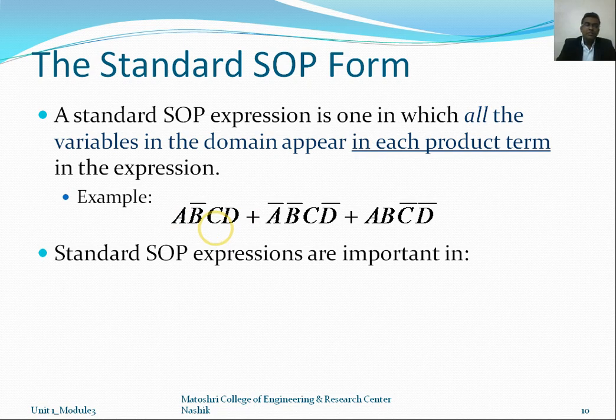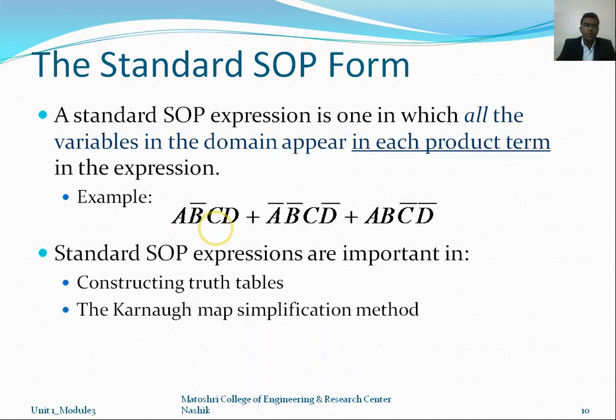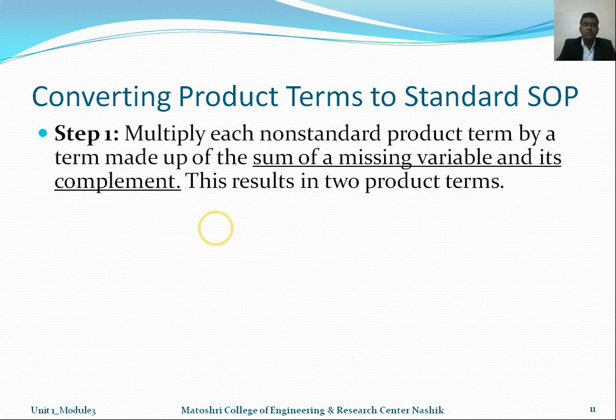Standard SOP expressions are very important because we are going to construct the truth tables, and the truth tables are very helpful for the simplification methods of the K-map. We have seen this in the preceding slides. Now what happens if a non-standard SOP form is available and you have to convert that non-standard SOP into a standard SOP? There are some steps.